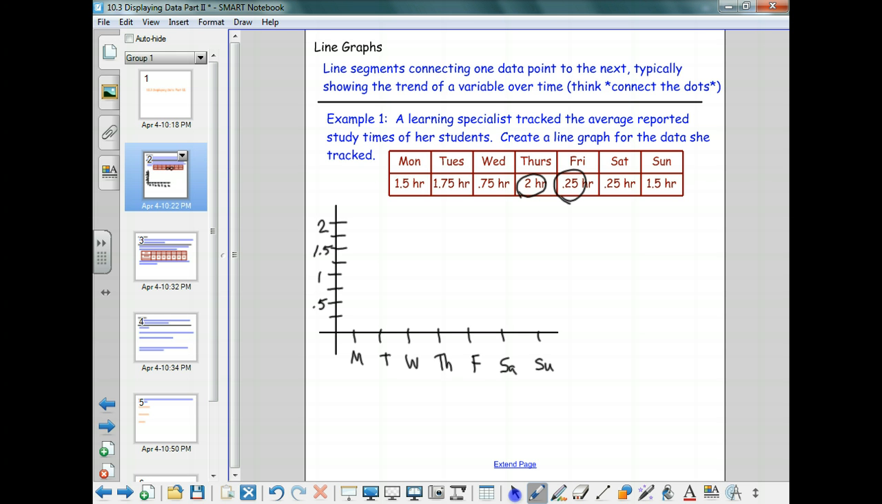Now we're going to plot some data in a minute, but I need a couple things more. What do I need? I need a title for my graph. What does this title for my graph look like? Average reported study times. Okay, sounds good. Let's say average reported daily study times.